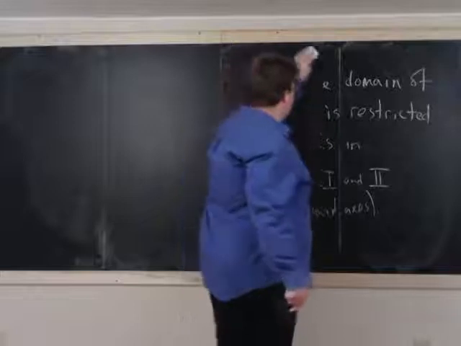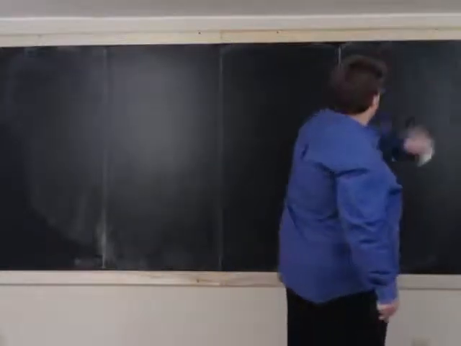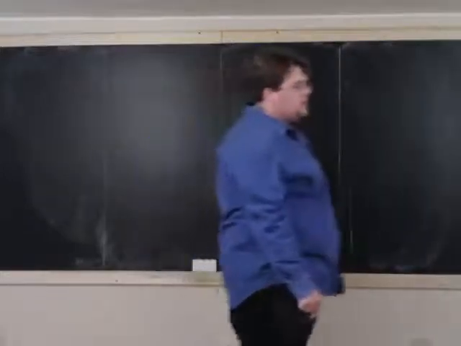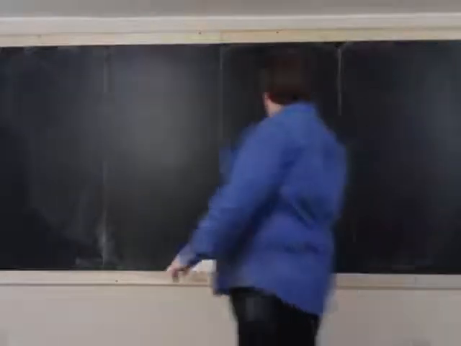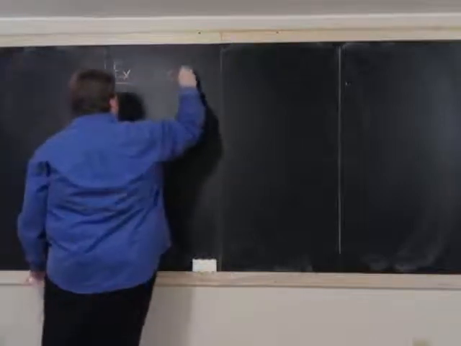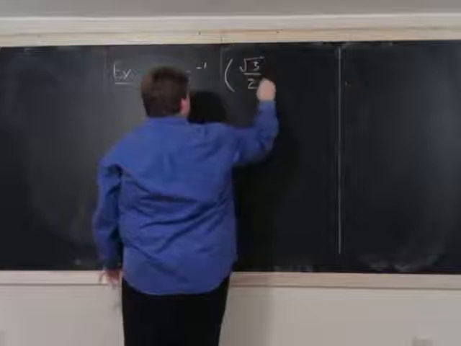So let's do a couple examples, keeping this remark and the domain restriction in mind. I think I wrote down the example I want to do over here. Yes, let's do these two examples. Example. Find the inverse cosine of root 3 over 2.